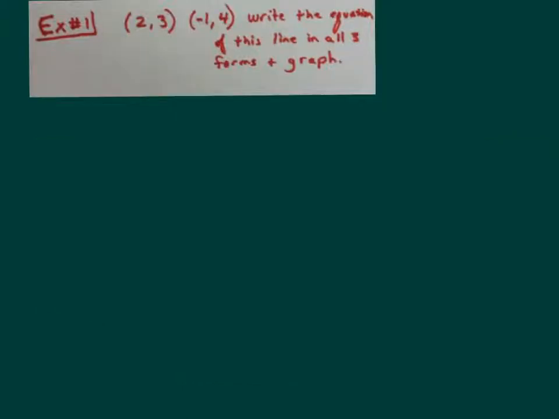So away we go. I'm going to only do one problem, but I'm going to do it multiple ways. So this question here, I'm supposed to write the equation of this line in all three forms, and then I'm going to graph it on my last slide. So the first form, I'm going to do this problem in point-slope form. Once again, here is the point-slope formula.